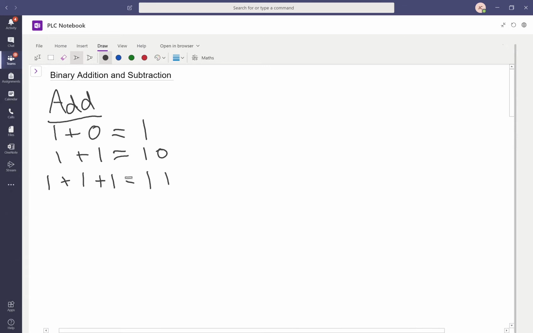And then subtraction. So we need to know that 1 minus 0 is 1. Then we'll also need to know that 1, 0 minus 1. Okay, so this time 1, 0 we know is 2. So we've got 2 minus 1. Well, that's 1. And lastly, to get us through these, we have 1, 1, which is 3, minus 1. So 3 minus 1 is 2. Now this time we can't write 2, we have to write 1, 0.